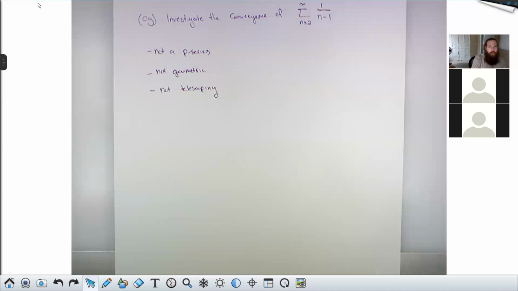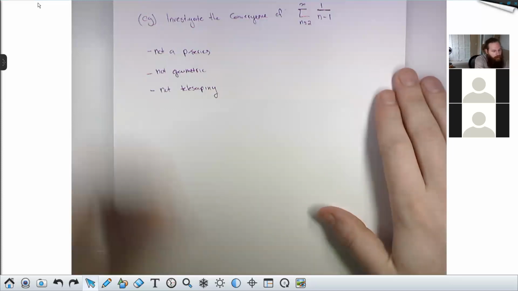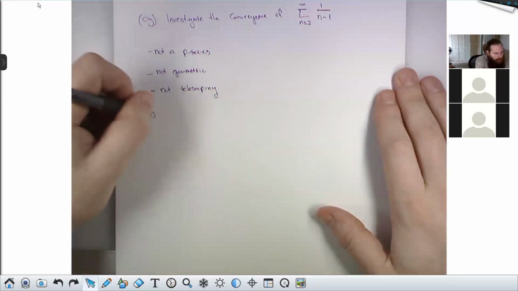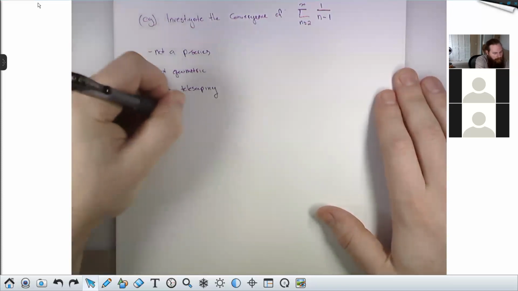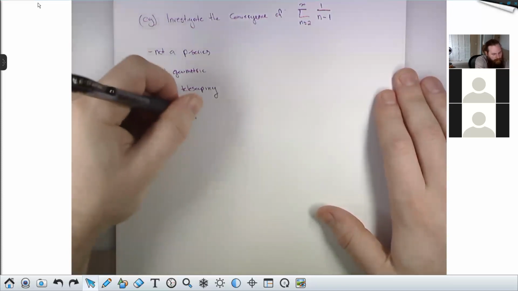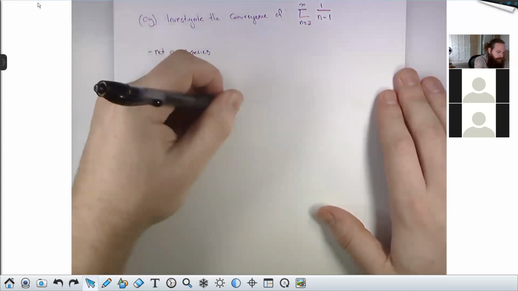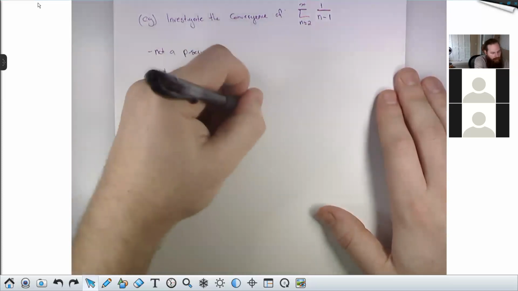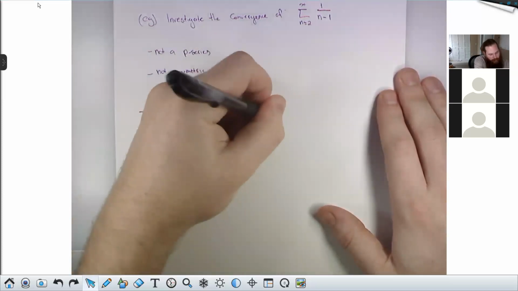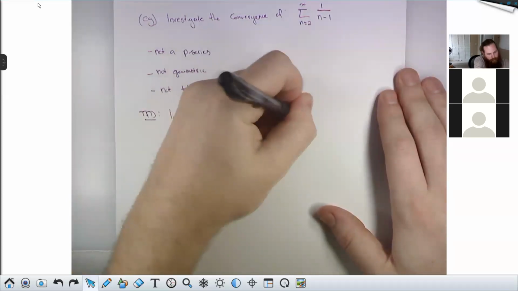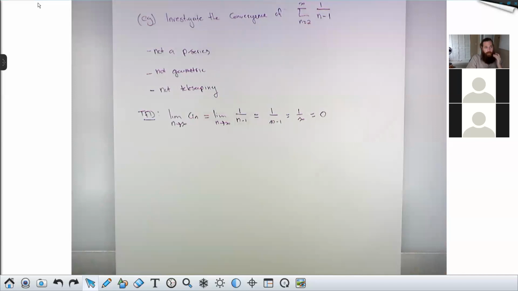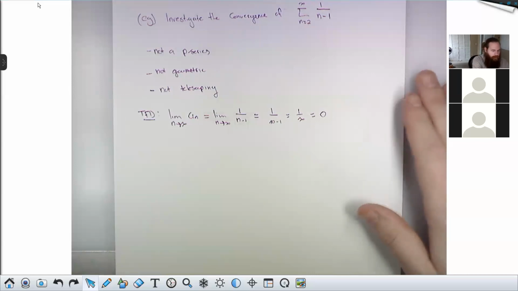I could use the integral test, but the integral test is a pain. It takes so long. If we run TFD, the limit as n goes to infinity of the an's here is the limit as n goes to infinity of 1 over n minus 1. That's 1 over infinity minus 1, which is still 1 over infinity, which is 0. So can I conclude anything from TFD? No, TFD is inconclusive.